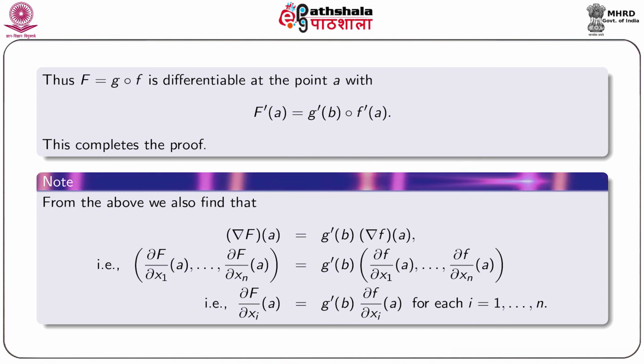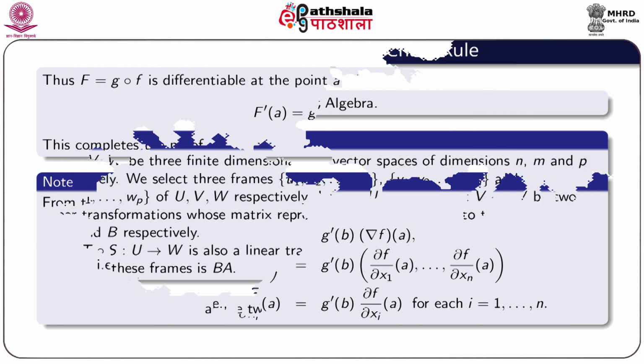From the above, we can also find that the gradient of F at A is nothing but g dash B operating on grad f A. If we write down the values, we can find that for each I from 1 to n, del F del x I at A equals g dash B operating on del f del x I at A.